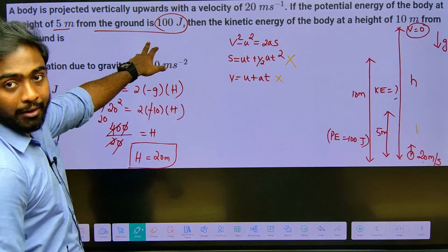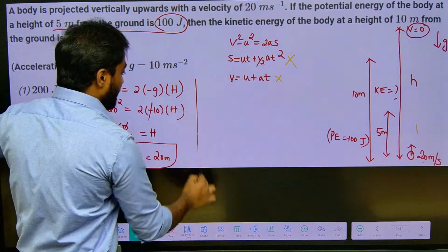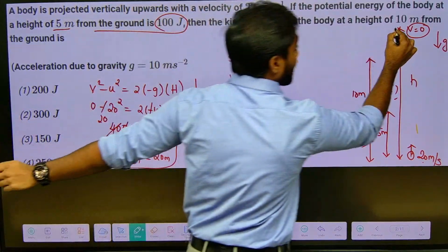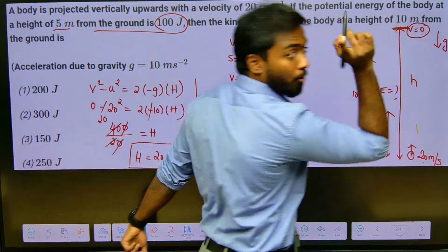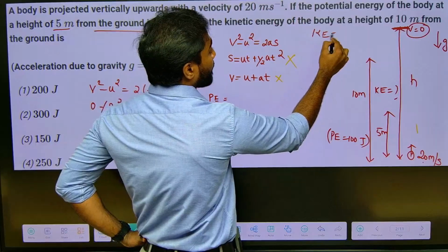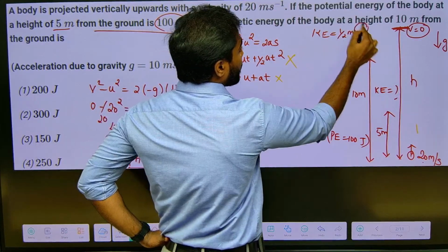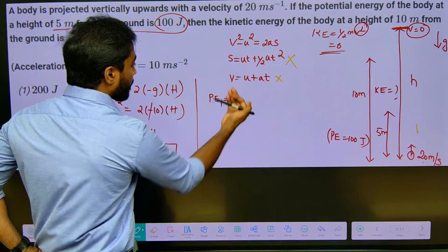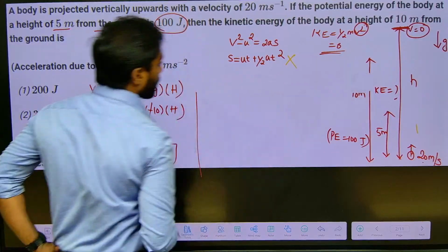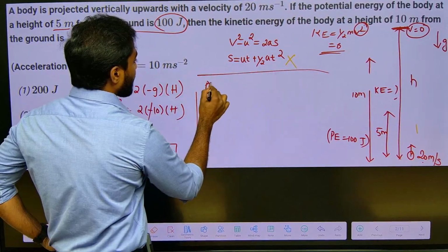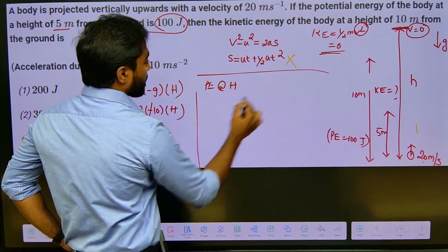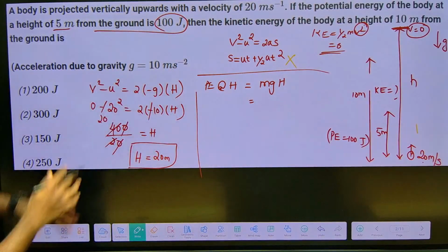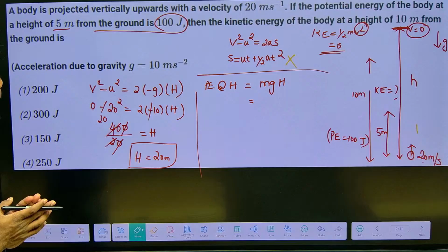The energy I can find, potential energy at height. Which height? Here the potential energy will be maximum, kinetic energy will be 0, because kinetic energy formula is half mv square. So velocity 0, kinetic energy also 0, but the potential energy at height h is equal to mgh. So what is mass? Okay, mass has not been given. How can we find that mass?